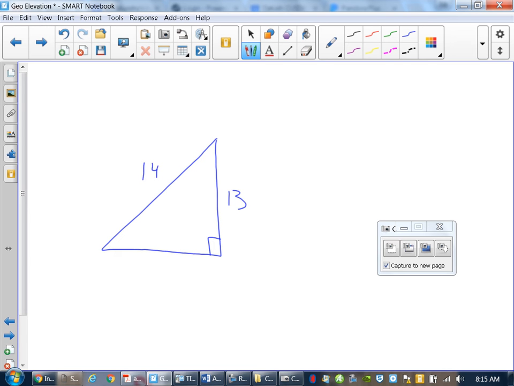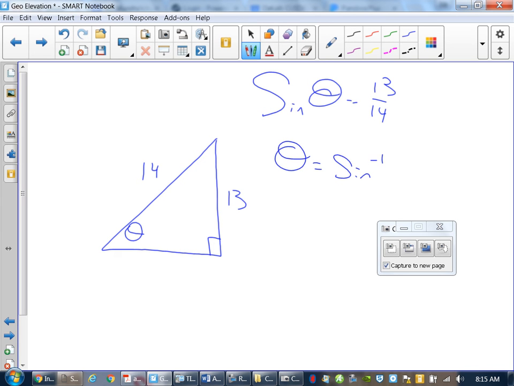So the 14-foot ladder is there. You need to figure out what the angle is. What trig function do you have to use then to find it? Sine. Very good. So sine. And then how do you write that out? Theta is sine inverse, the inverse sine.